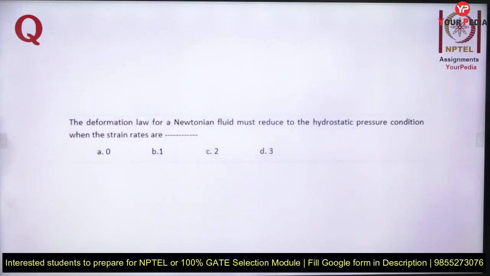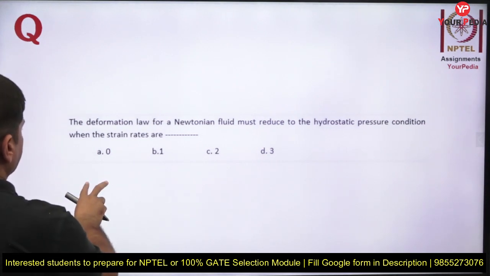So let's read this question. I want you to read this question and try to see what is the answer for this. Deformation law for a Newtonian fluid must reduce to hydrostatic pressure condition when the strain rates are. So fill in the blanks and just think of what answer you will give for this question.